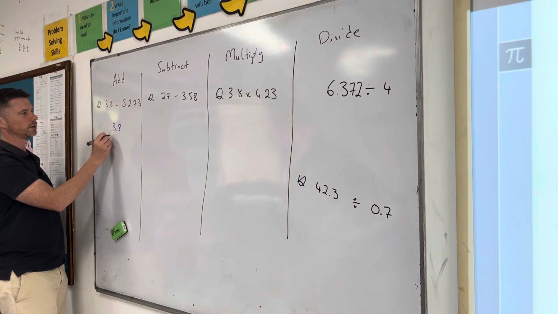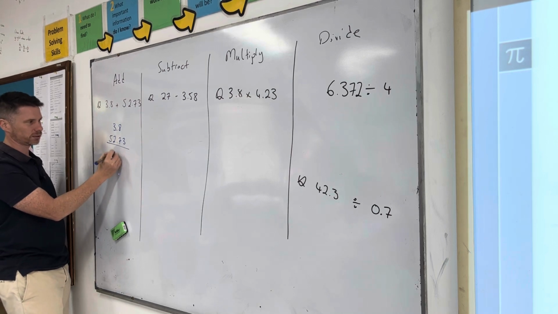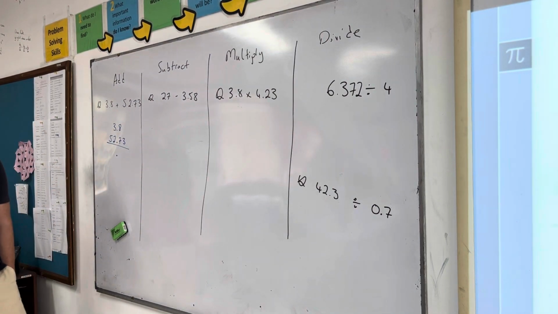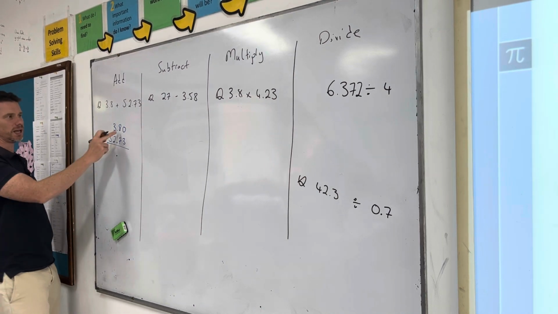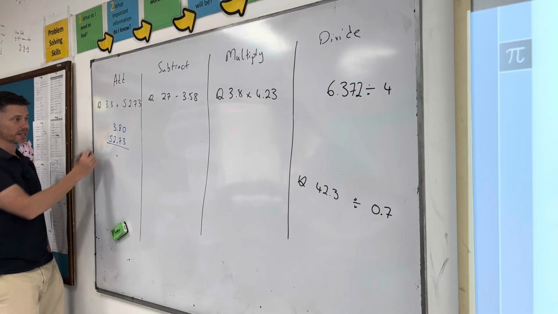So I can now add. My answer will have the decimal point here as well. What happens if I have a gap here? I'll put a 0 in. So that 8 and 0 is more than that 7 and 3. Okay, and then this is adding.